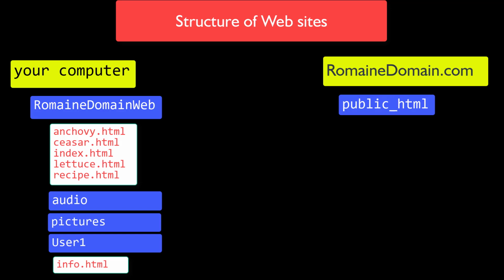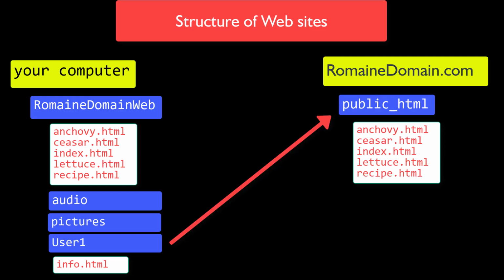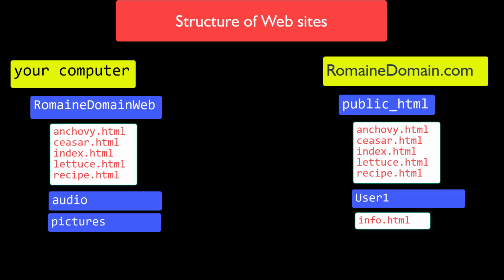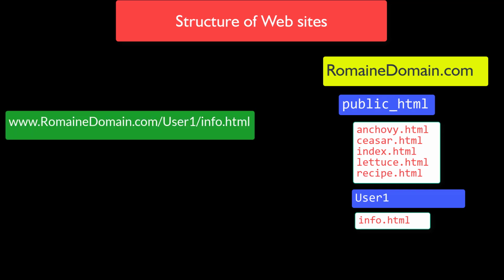When you upload files from your directory, Romain Domain Web, they need to go to your public HTML directory in romaindomain.com. If you upload a subdirectory, say user1, from Romain Domain Web, it and all its files and sub-subdirectories will be uploaded into a subdirectory of the same name. So then your website will have, in our example, the directory public_HTML/user1. If someone links to www.romaindomain.com/user1/info.html, they will retrieve the actual file public_HTML/user1/info.html.